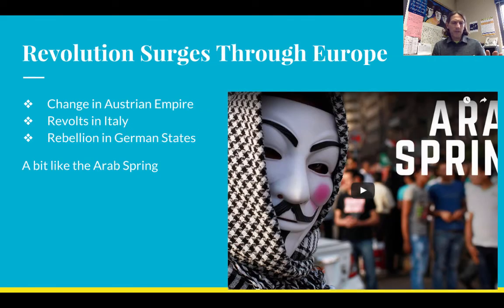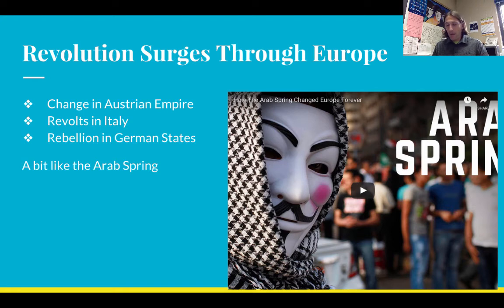So with these movements that are happening in the 1830s and 1848, you're going to see these revolutions sweep through. And so the Austrian Empire has all of these nationalistic groups that are fighting for independence. So there's changes in the Austrian Empire. There's revolts in Italy and German states to try and gain some sense of autonomy. And what that's going to do is eventually it's going to lead to Italy and Germany becoming modern countries here pretty soon.